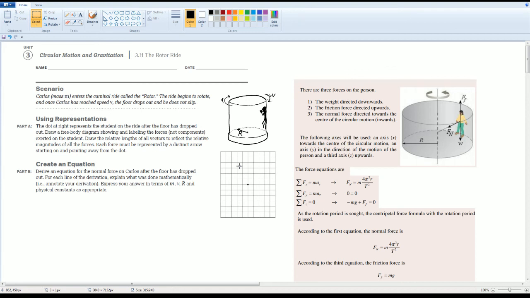Here's the scenario. Carlos, who has mass M, enters the carnival ride called the Rotor. The ride begins to rotate, and once Carlos has reached a speed v, the floor drops and he does not slip. Many of you might not have seen this, and actually you don't see this anymore. The floor doesn't really drop. There are some rides like that. So let me show you a video that could give you a better understanding of it.